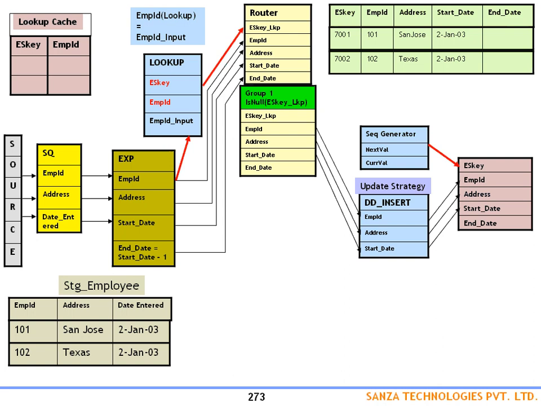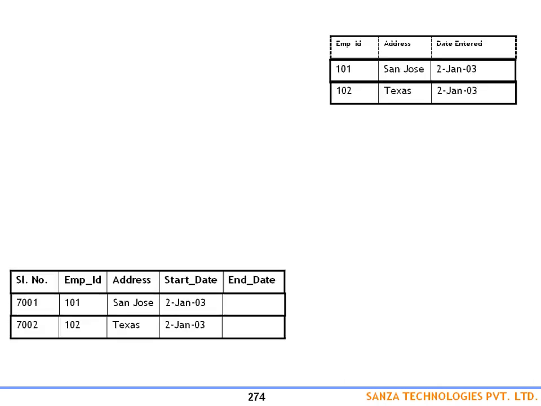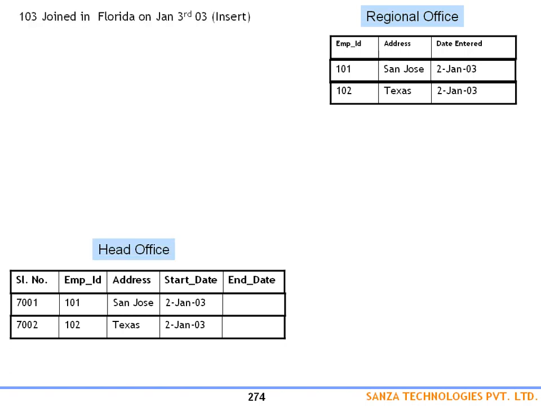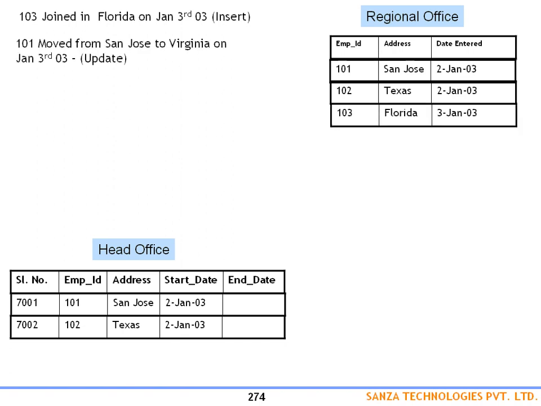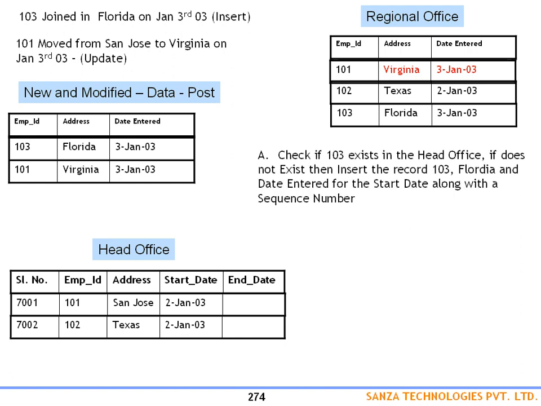Now next day, for example, your regional data and your head office data. 103 joined in Florida, 101 moved from San Jose to Virginia, so we updated the data in your source. We extracted the data that we required, that is 3rd January, into staging. From staging, my dimension employee load takes place. Check if 103 exists in the head office: it does not exist. Go and insert it along with the number, and date entered will be your start date.